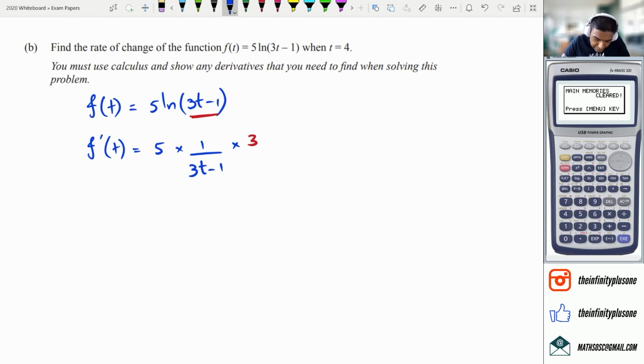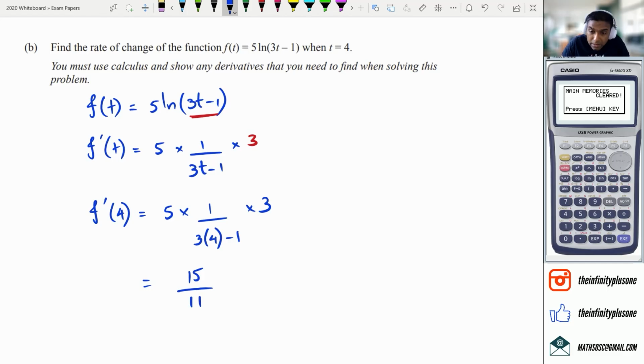At this point, that is my gradient function, but I need to find out when t equals 4. So I'm going to substitute t as 4. What I've got is 5 times 1 over 3 times 4 minus 1, times 3. So in the numerator, I've got 15, and in the denominator, I've got 12 minus 1, which is 11. So 15 over 11 is what we're looking for. This question, once again, is going to be an achieved question.